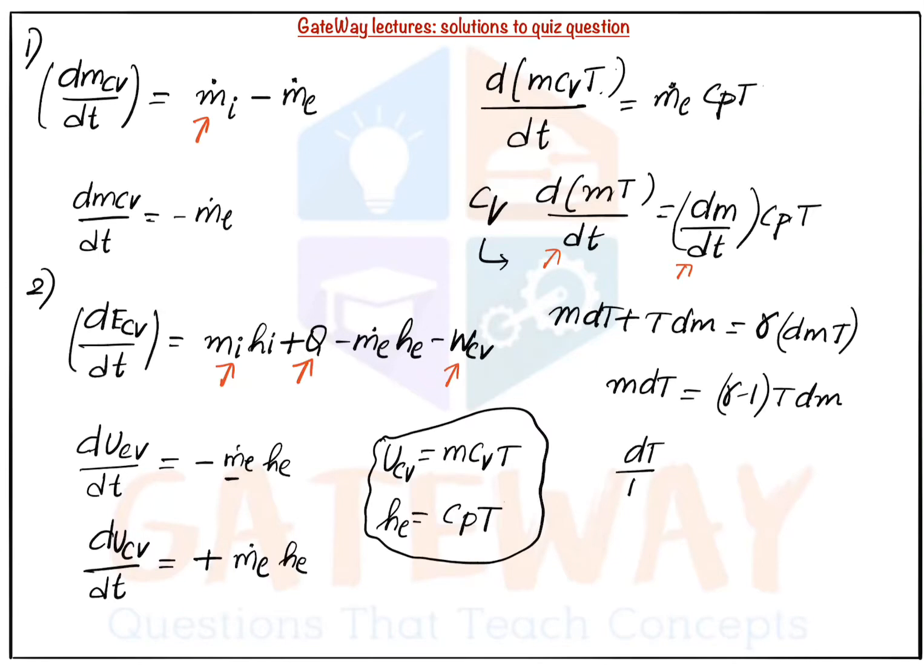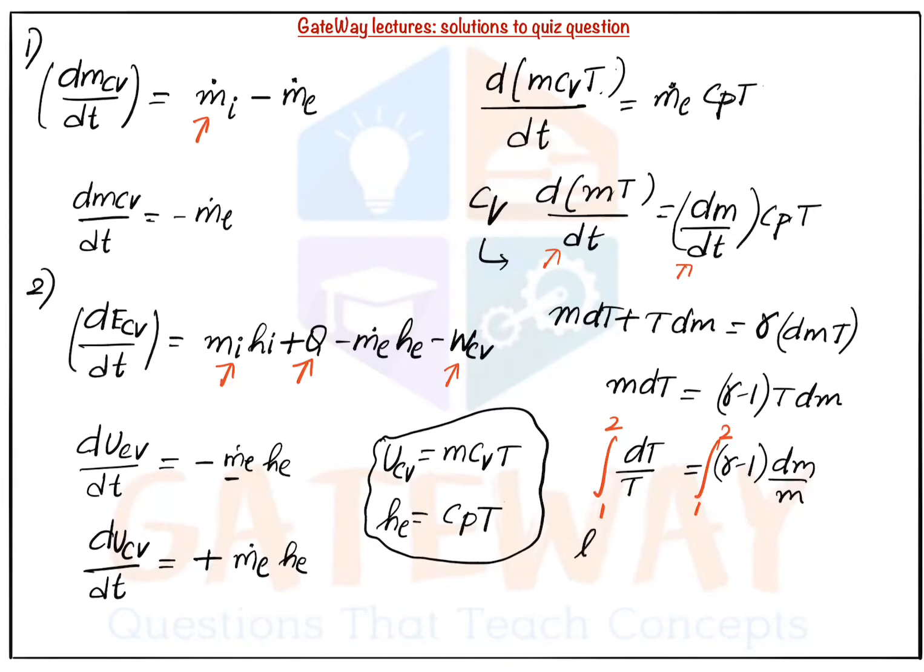Bring all the temperature terms to one side and all the mass terms to the other side, dm upon m. Now we apply integration on both sides, because the mass is not leaving all at once; it leaves with time, so it is a varying quantity. For a varying quantity we apply integration from the first condition to the second condition, nothing but the initial condition of the tank to the final condition when the valve is closed.